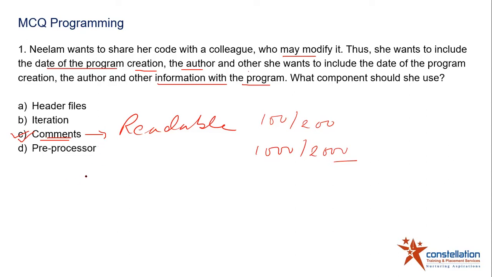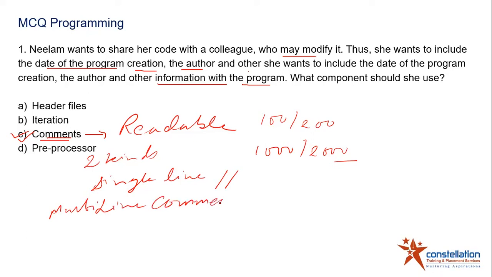Now just to give you more detail about it, there are two types. One is the single line comment, and you write it with a double slash. Then we have the multi-line comment. For multi-line comments, you write a slash and then a star, then you write whatever lines you want, and then you give a star and then a slash. So this is the single line comment and the multi-line comment.